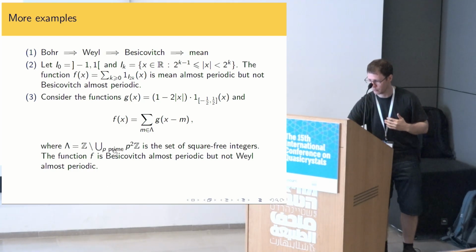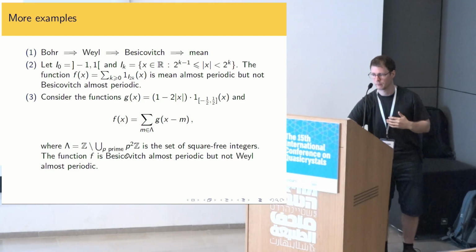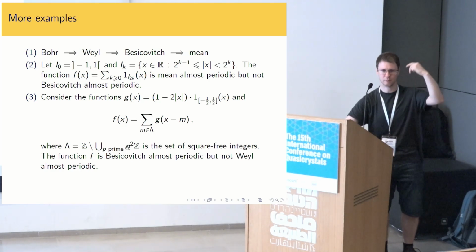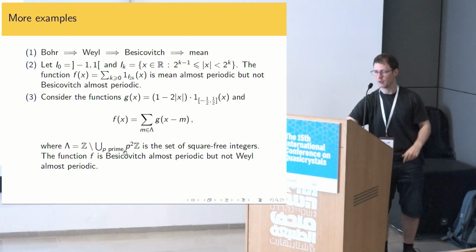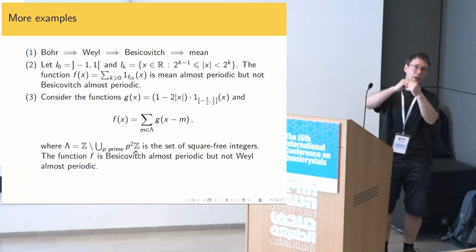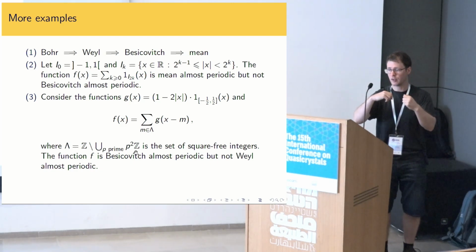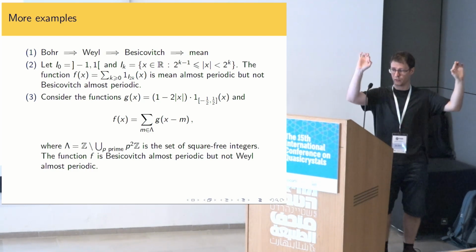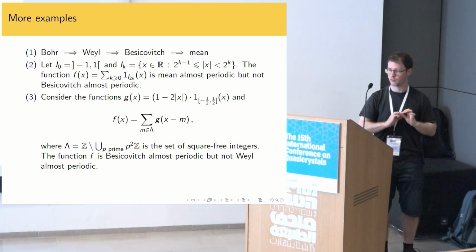Then the next prime, 3. That means we throw out everything that is divisible by 9: plus minus 9, plus minus 18, plus minus 27, and so on. And we continue. Next prime is 5, so we throw out everything divisible by 25. Then 7, we throw out everything divisible by 49, and so on. The set of integers that remain after that process is called the set of square-free integers.